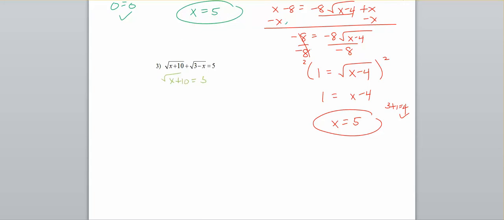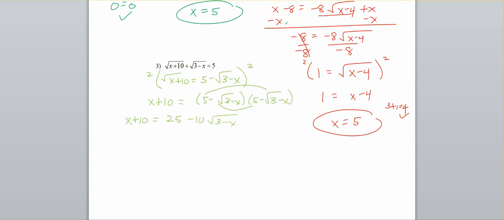I'm going to subtract over the root 3 minus x. Once I have isolated radicals on each side, I'm going to square both sides, which will make the left side nice: x plus 10. But the right side is a binomial, so I'm going to write this twice, and then I'm going to have to FOIL that. So x plus 10 is equal to 5 times 5 is 25. I'm going to have minus 5 of those and another minus 5 of those. So minus 5 and minus 5 would be minus 10. And then negative, negative is positive. 3 minus x is what's underneath my radical, so that's what's going to come out.